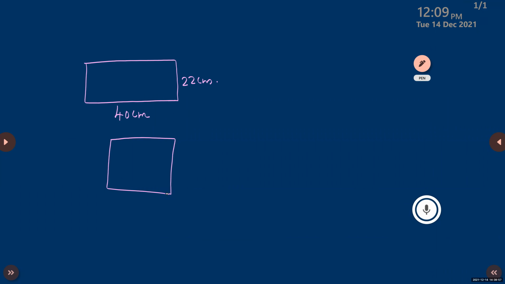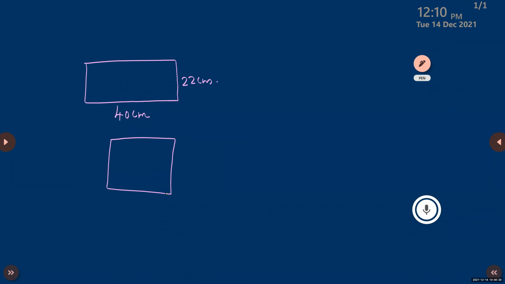The same wire is rebent and made into a square. Think yourself. Same wire. Here first it is in the form of a rectangle. After some time, the same wire is made into a square. So something will remain the same, no? What is that? The same wire is used.